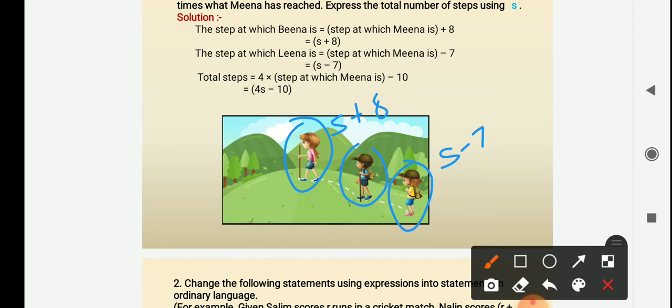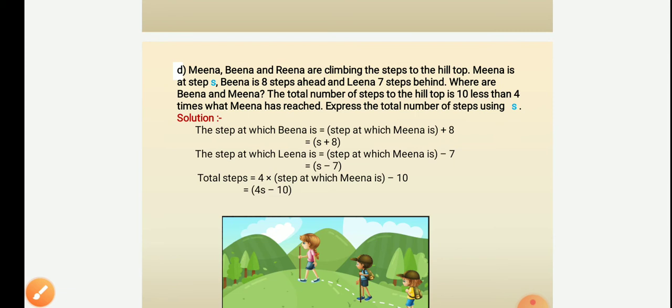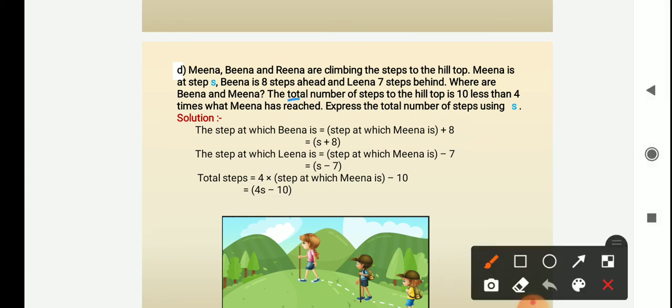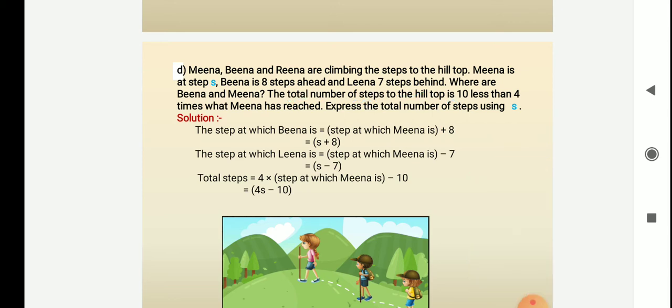But here we have to find out the total number of steps. So how to find out? Look here, the total number of steps to the hilltop is 10 less than 4 times what Meena has reached. 10 less than means we have to subtract 10 from 4 times what Meena has reached. Meena has reached step S, and 4 times, so we multiply by 4. Okay, so we get 4S minus 10. The total number of steps is 4S minus 10.